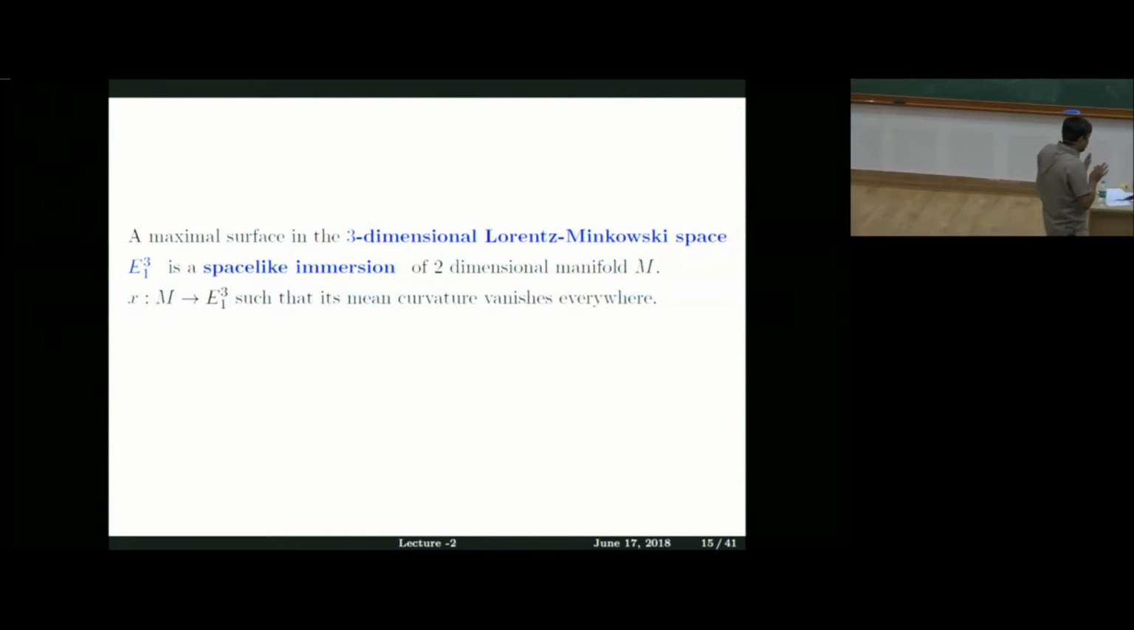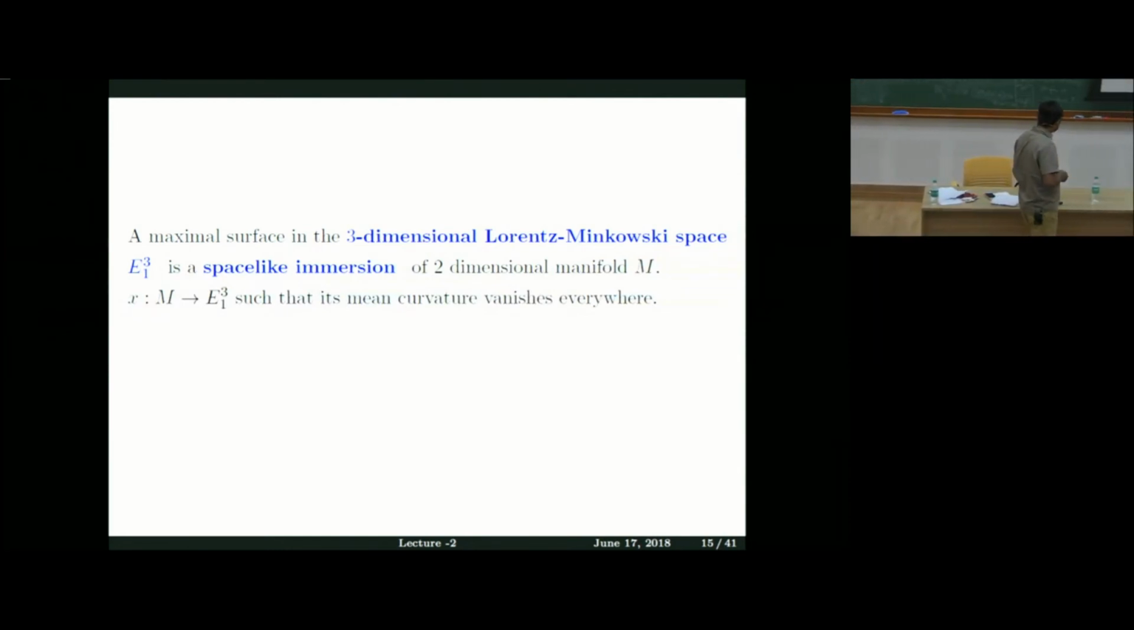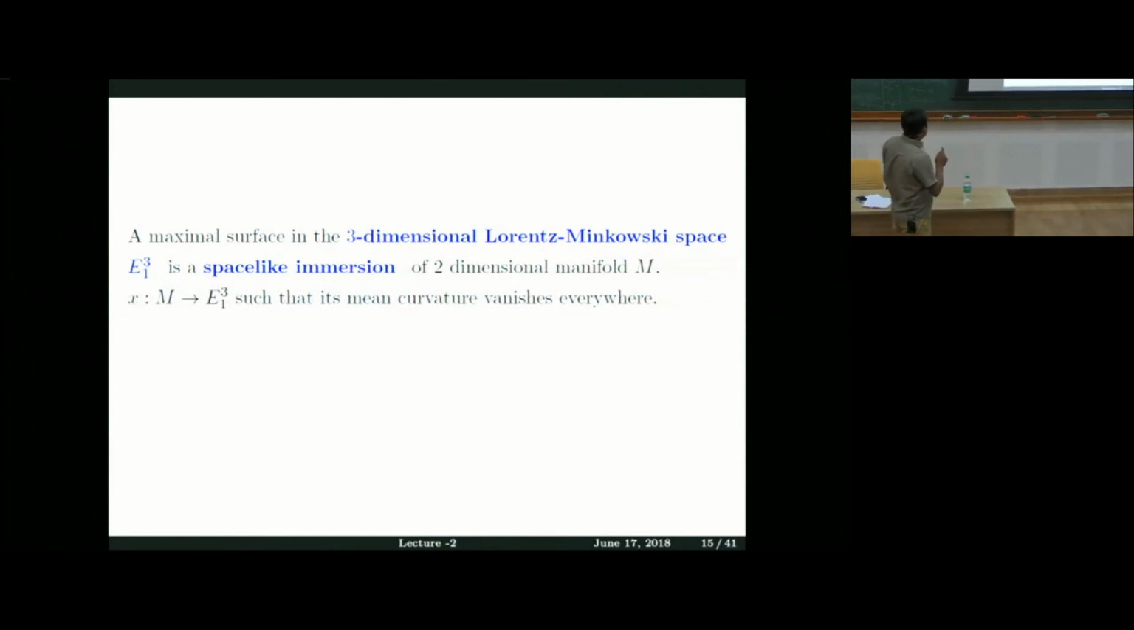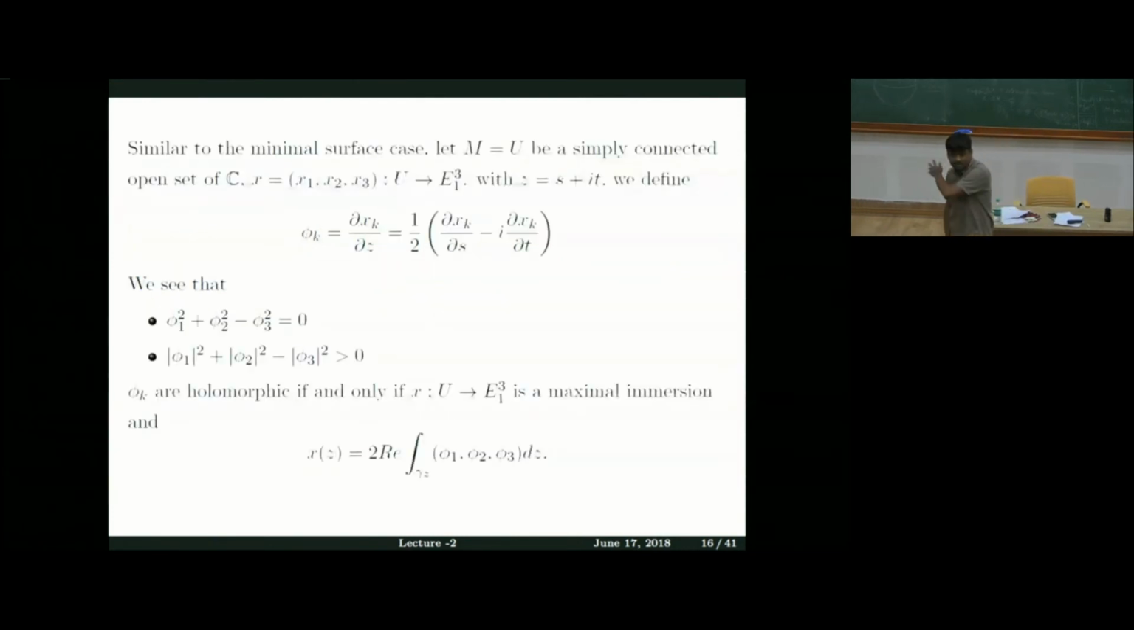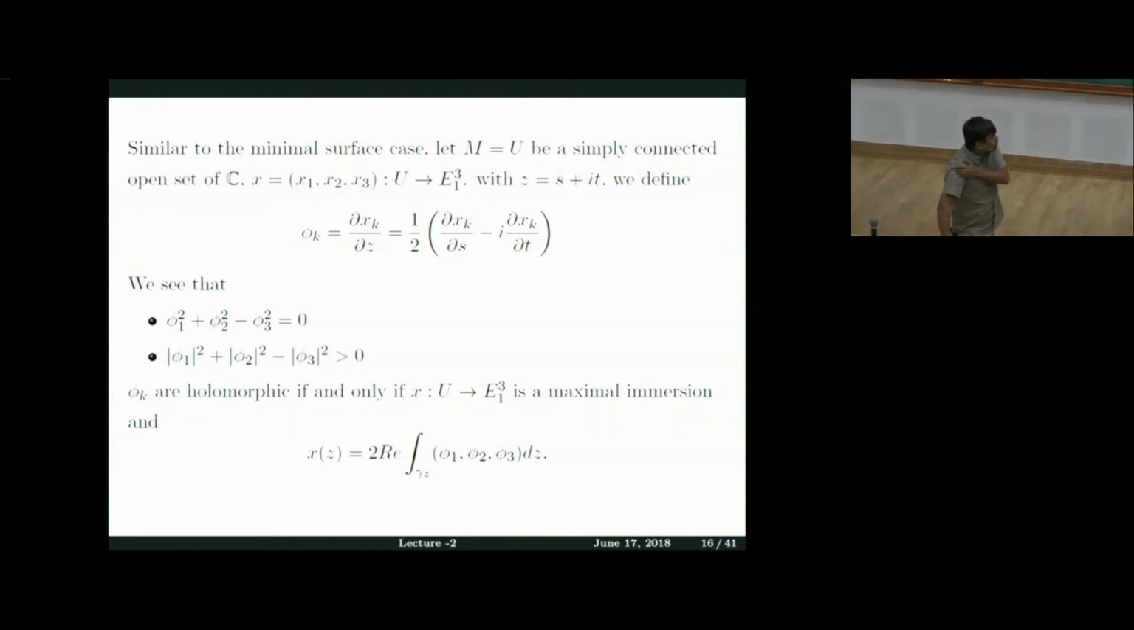So to understand these types of surfaces, let's again take M equal to U, a simply connected open set, and do the same calculation basically. Oh, the calculation I erased there. So similar to the minimal surface case, let M equal U be a simply connected open set. Simply connected, do you remember why I'm taking it? Because that integral makes sense.